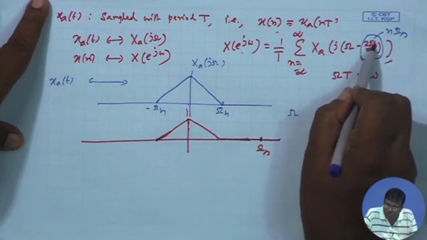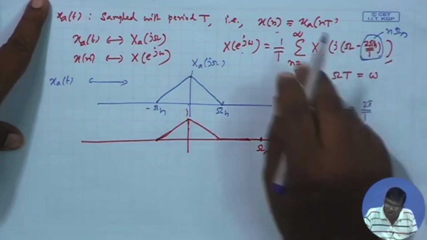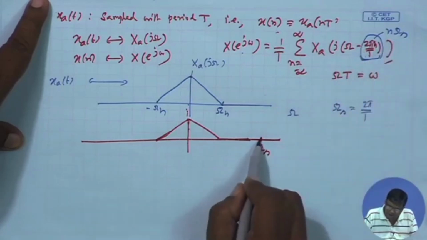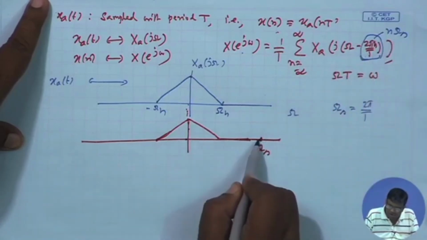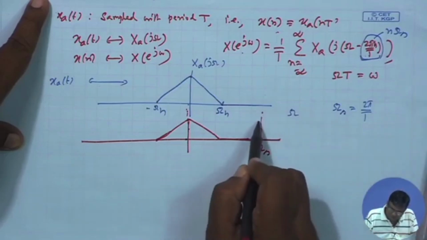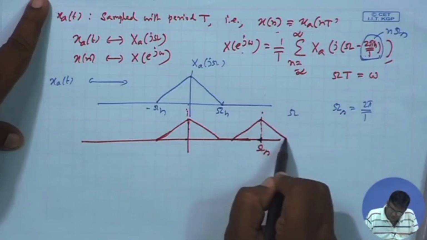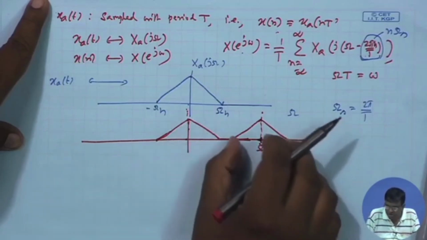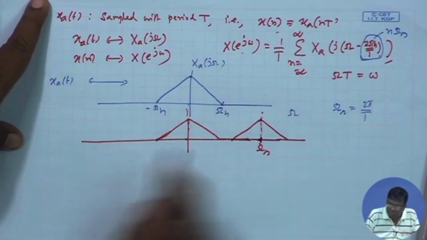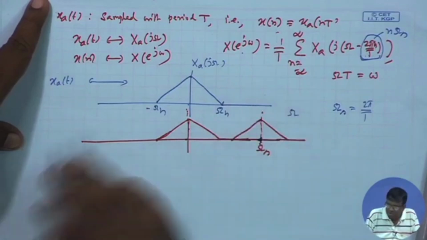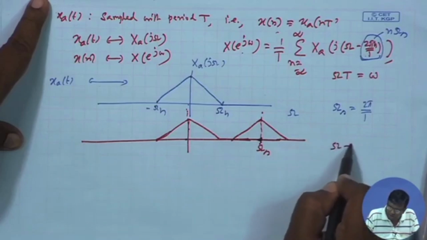So, there will be 2 pi into 1 by T. So, this plot will be shifted to the right by 2 pi by T, which is omega s. So, the origin will be shifted here now. So, maybe it is like this. I choose this capital omega s to be sufficiently far, so that this does not overlap with this, but if omega s is not sufficiently far to the right, they will overlap. For the time being, I am not considering that situation.